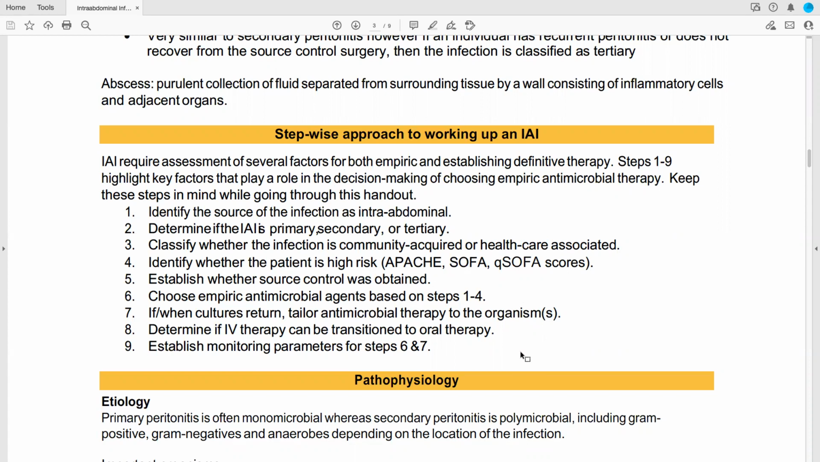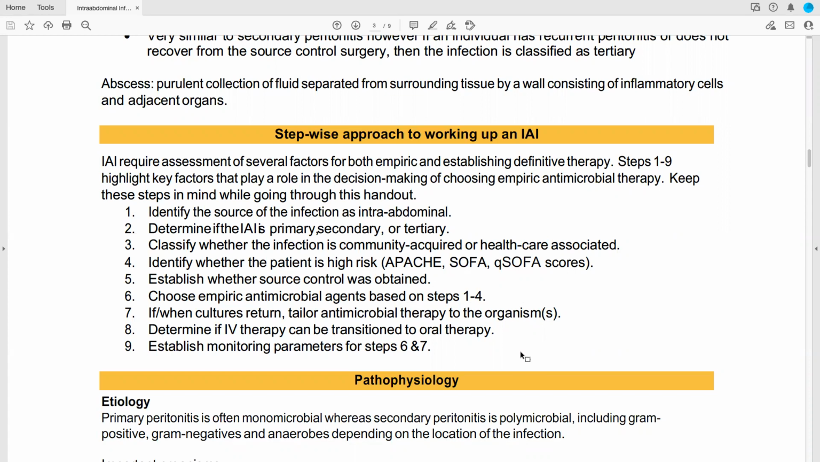Is this a patient that receives peritoneal dialysis? Is this a patient that's cirrhotic? Is this a patient that has appendicitis? Is this a patient that has cholangitis? You want to think about those factors. What can be causing this?